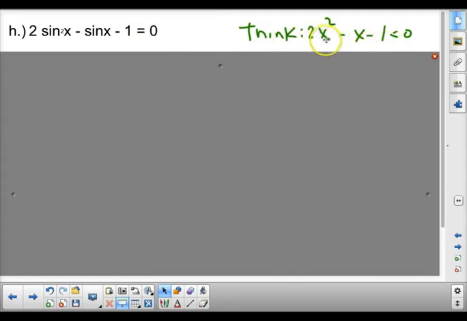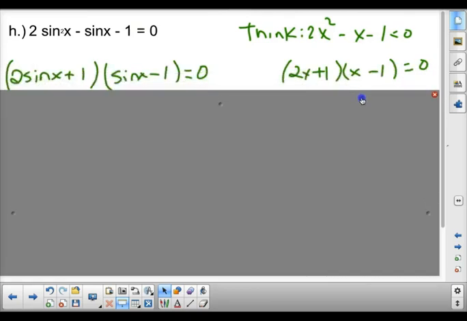So I'll think of it like 2x squared minus x minus 1 is 0, and I will factor that problem. And I'll get 2x plus 1 times x minus 1 is equal to 0. You do slip, divide, slide here, or you can factor by trial and error. And I'll use this to model over here.